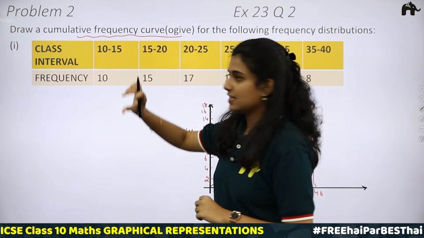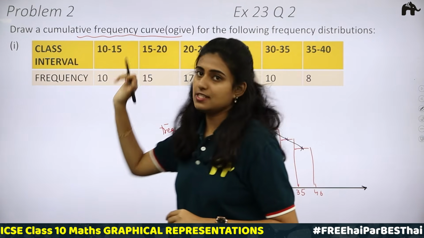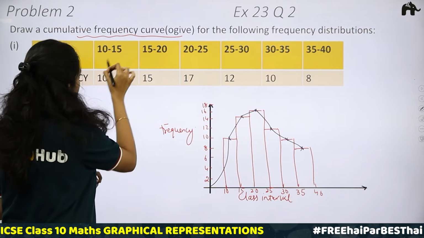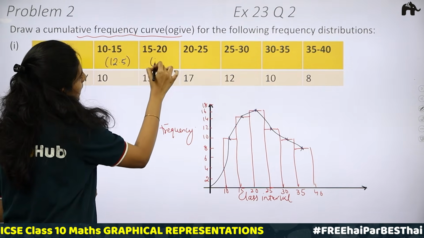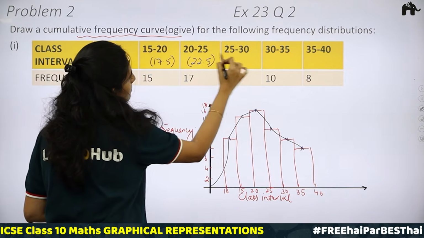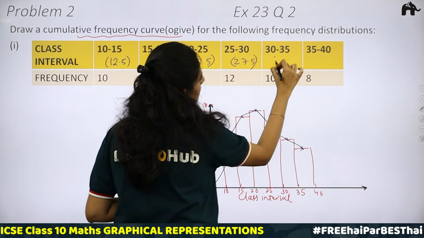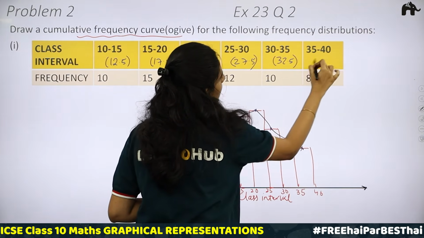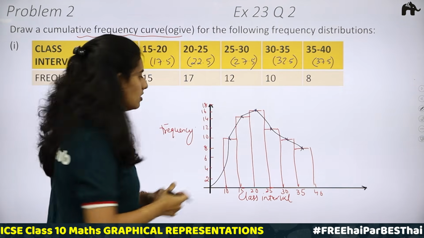From this class interval, we will be finding the mid values. Mid values for this interval. Here, this interval will have a mid value 12.5. Here you will be having 17.5, here 22.5, here 27.5, 32.5 and 37.5. With these values also we can draw the same curve.